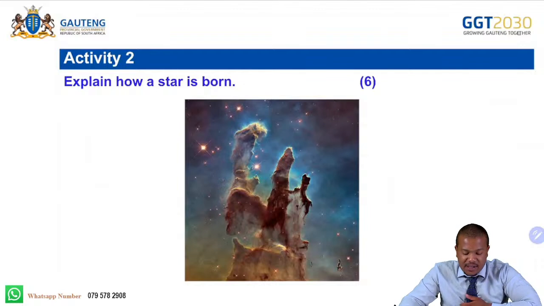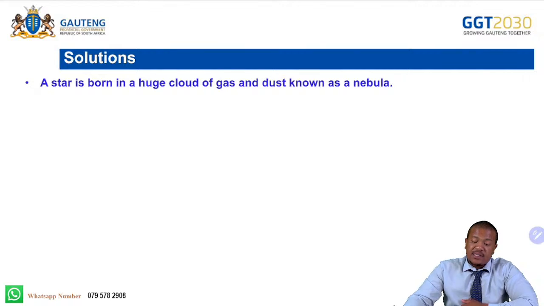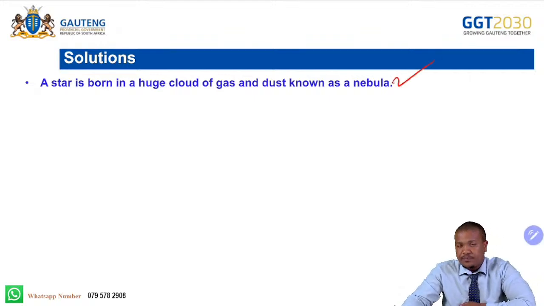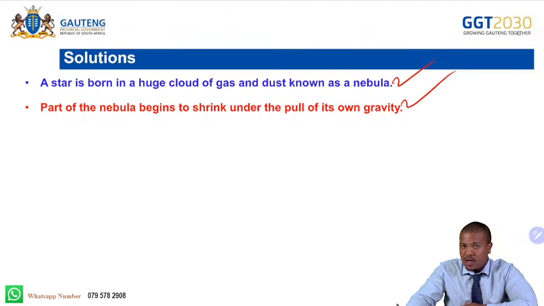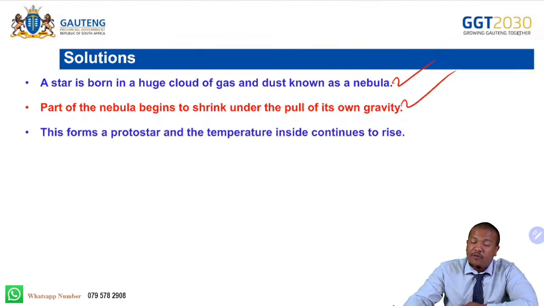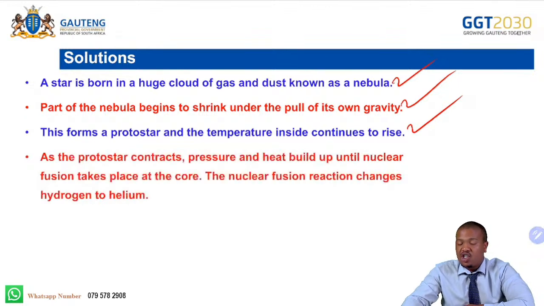Welcome back, grade 9s. It was saying explain how a star is born. So these are the solutions. A star is born in a huge cloud of gas and dust known as a nebula. That is the first point. Also, part of the nebula begins to shrink under the pull of its own gravity. When that happens, it will form a protostar and the temperature inside continues to rise. The protostar will start taking shape.